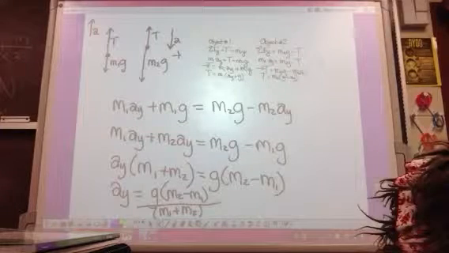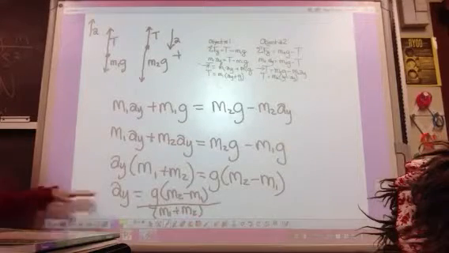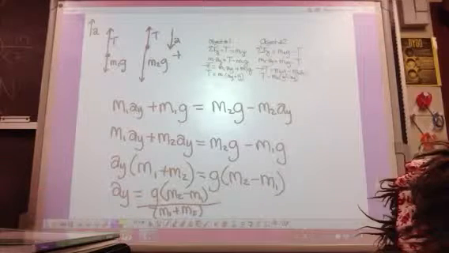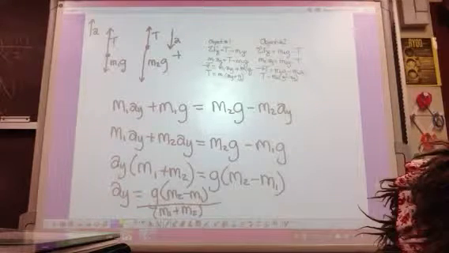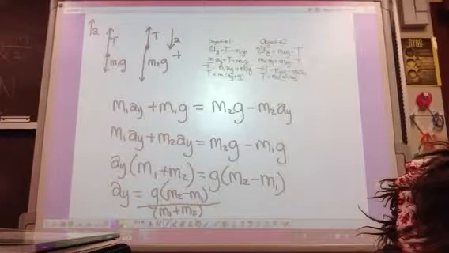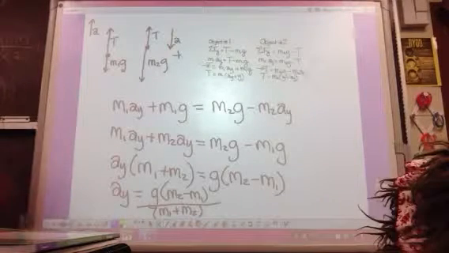So we showed now our acceleration. This is the acceleration that those masses are going to share here, considering that we have them for both of those masses. So that's how the system will move as a whole. So this would be my acceleration in the y direction.